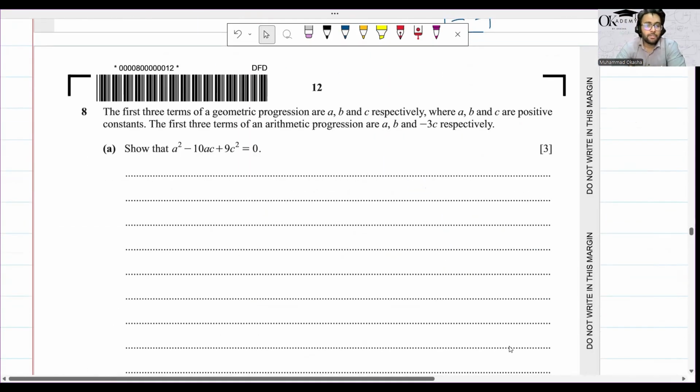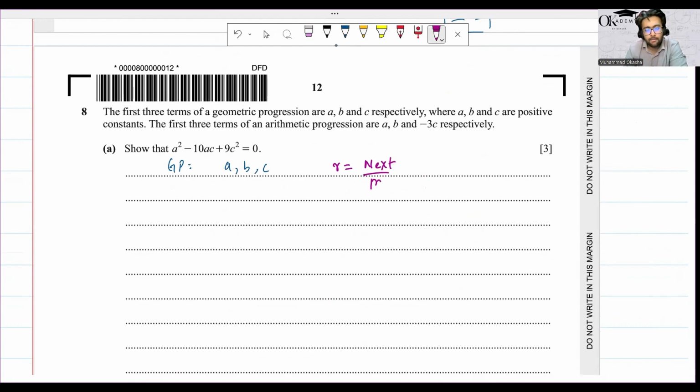First three terms of a geometric progression are a, b, and c respectively. So we know that GP: a, b, c. What do we know about GP? We know that in a geometric progression, the ratio is next divided by previous, right? And the first three terms of an arithmetic progression are a, b, and negative 3c. So we have an AP that is a, b, and negative 3c.